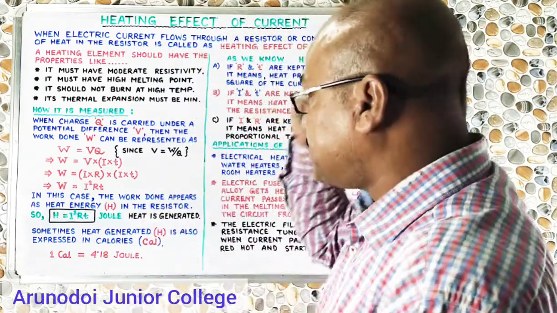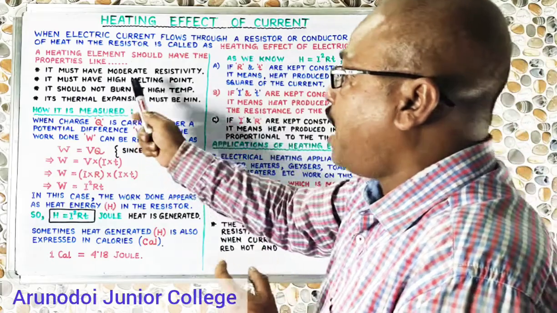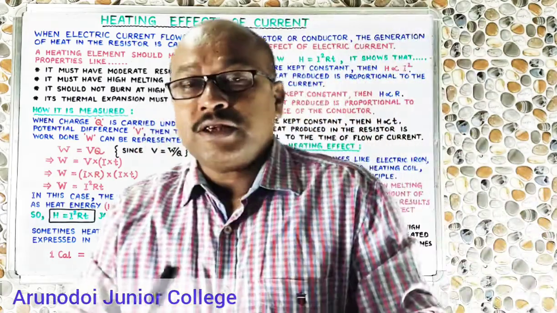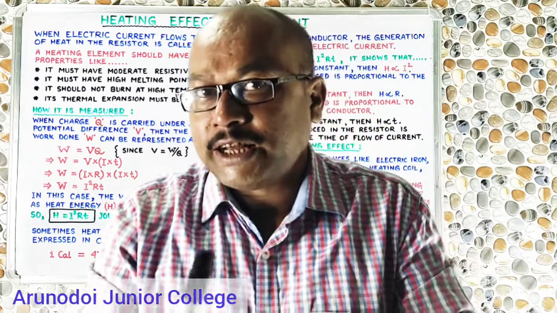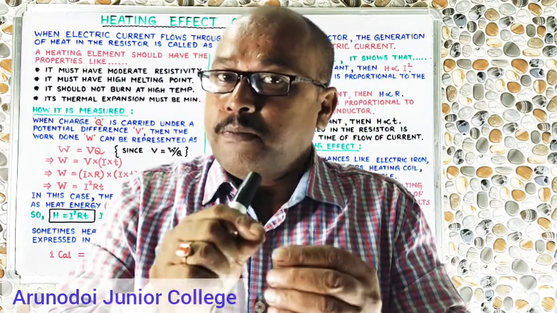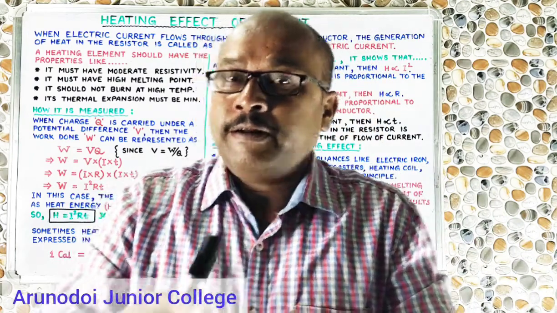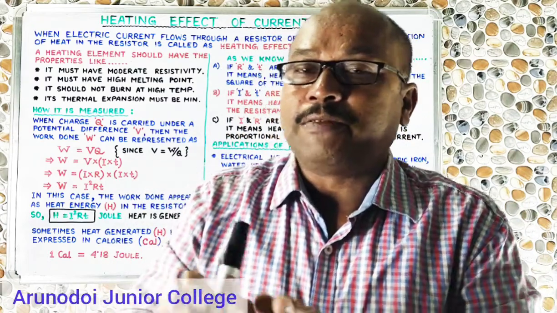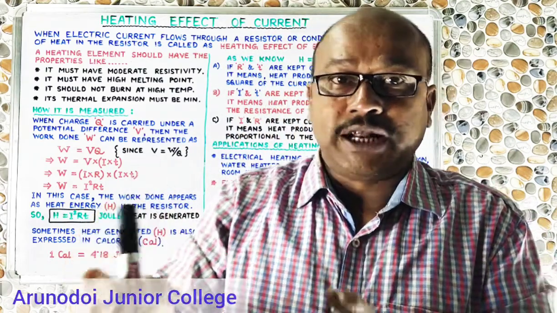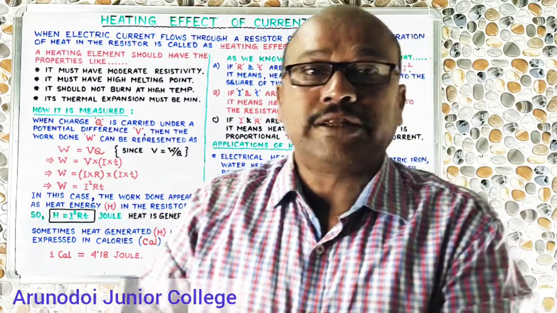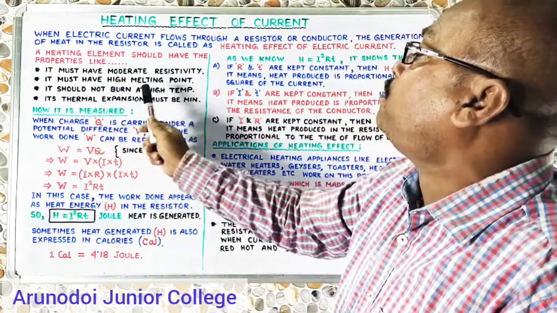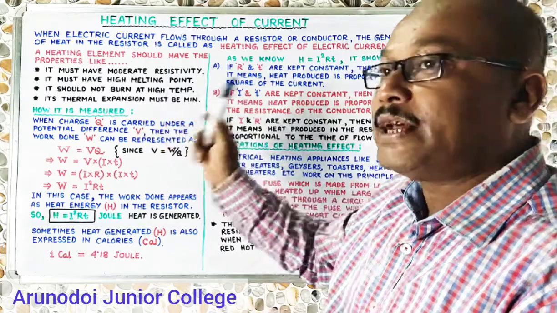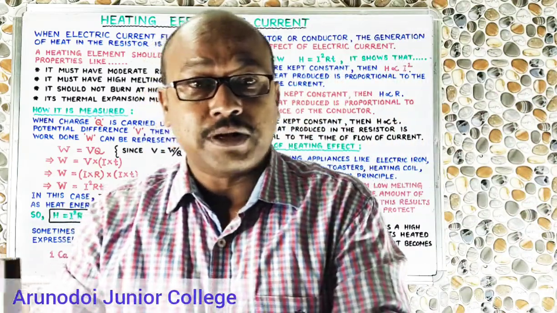The second point is that it must have a high melting point. Since due to passing electric current through the conductor, it becomes hot, the most important thing the heating element must have is a high melting point so that it doesn't melt at that temperature. Third is that it should not burn or oxidize at that high temperature.